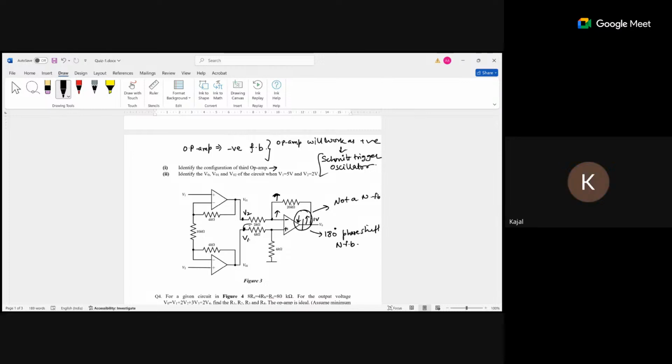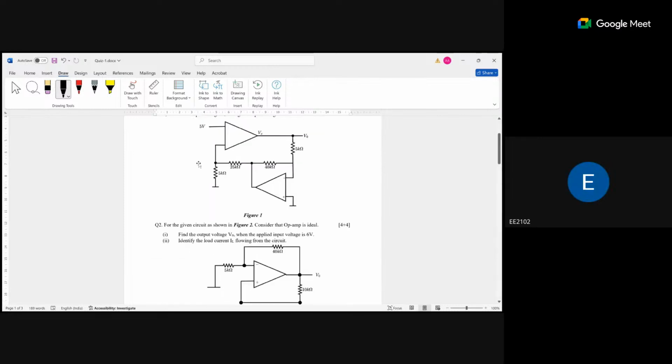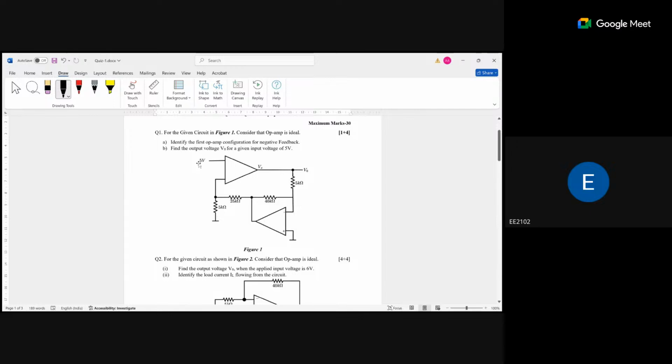Sir, could we discuss the first question's first part also? Again, we have to identify the op-amp configuration for negative feedback. So here we see the negative terminal, and here we see the positive terminal. When V out comes from here, it goes in two ways: one is this one, and one is this one.